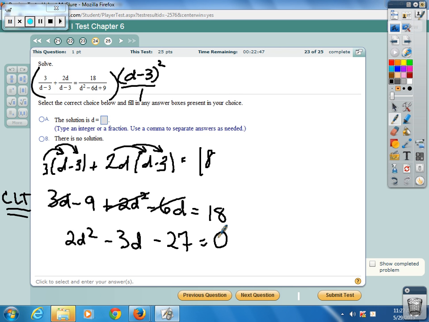And reverse FOIL. I'm going to do the 2 for you, 1D and 2D, and y'all do the rest of it.